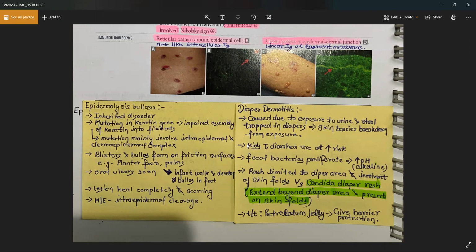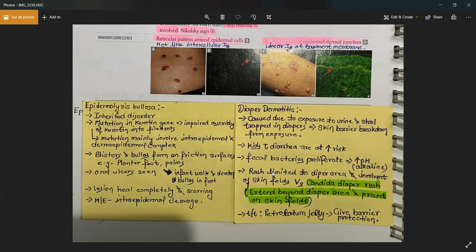Okay, so those kids who have a history of diarrhea are at a very high risk of developing this condition. The fecal bacteria will proliferate and cause the alkaline pH. Please note that the rash is limited to the diaper area only, which means the patient will have the rash in the area where the diaper is present.